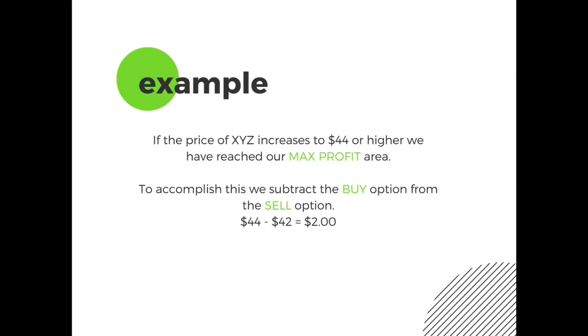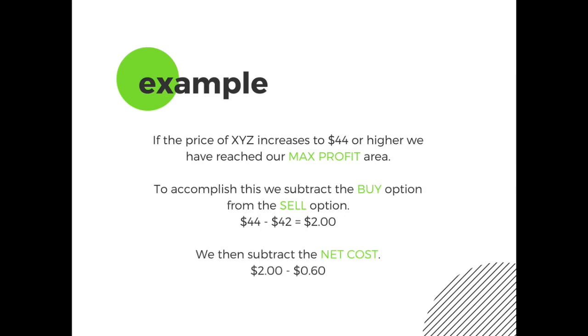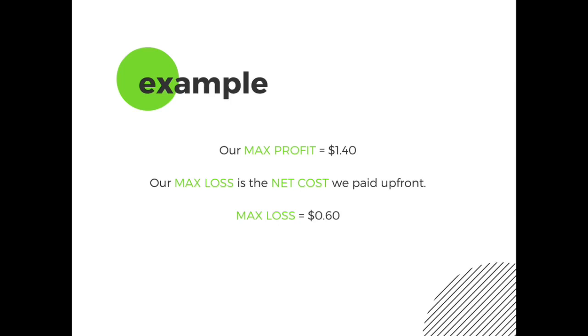First, we need to subtract the $42 buy strike price from the $44 sell strike price. We then need to subtract the net cost from the difference of those strike prices. This gives us a max profit of $1.40, or $140. So again, to figure out the max profit, we need the difference of the two strike prices and then subtract the net cost. So we have our max profit, but we also need to know what our max loss is.